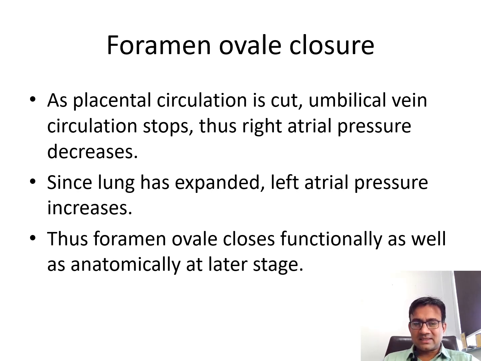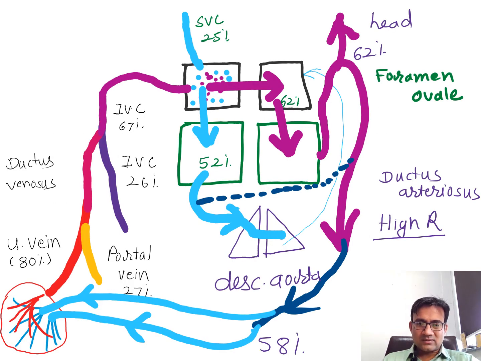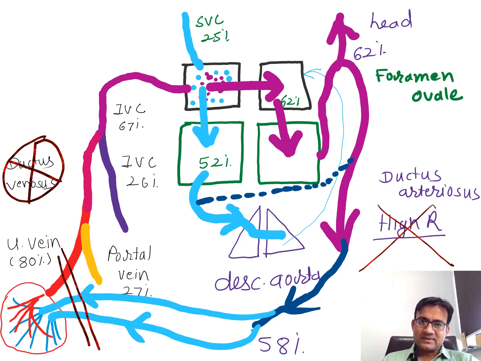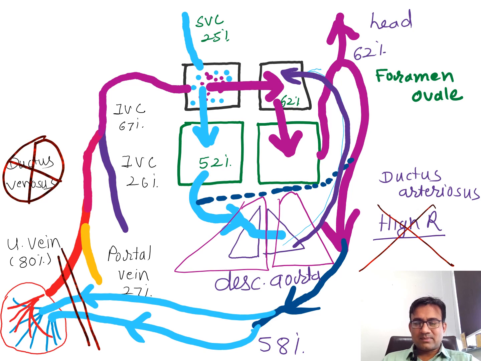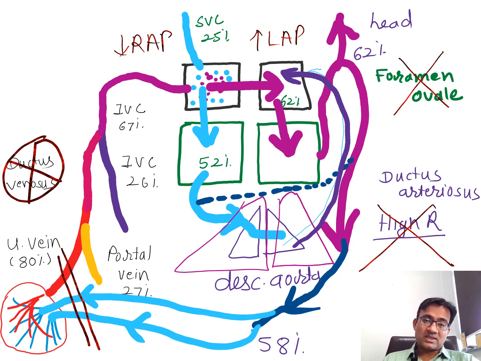Now we will be studying what is happening to the ductus arteriosus. So again we will just see what is happening. See, the umbilical vein is cut, the ductus venosus closes. Resistance in the lung was high, now it will decrease, the lungs will expand, and blood supply to the left atrium will increase. As a result, left atrial pressure has increased, right atrial pressure will be decreasing, so the foramen ovale is going to be closed. Now what is happening to the ductus arteriosus?